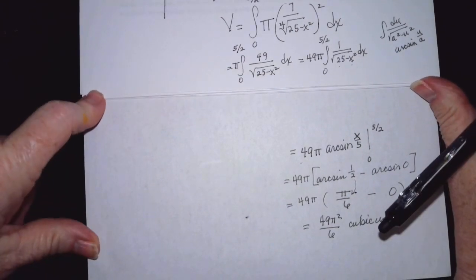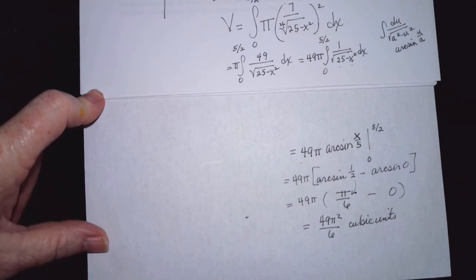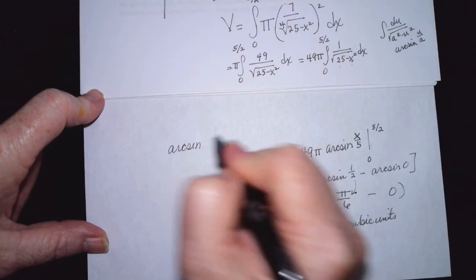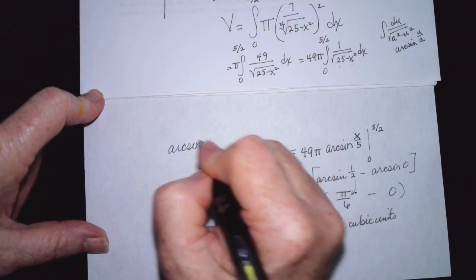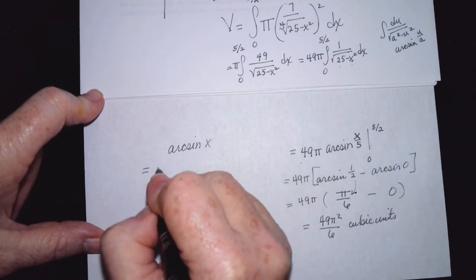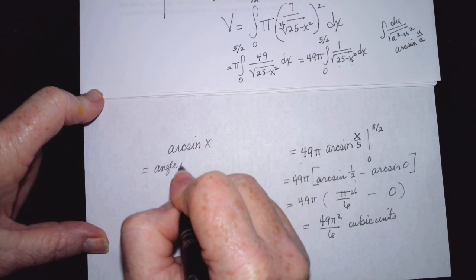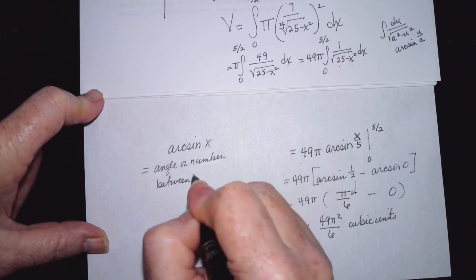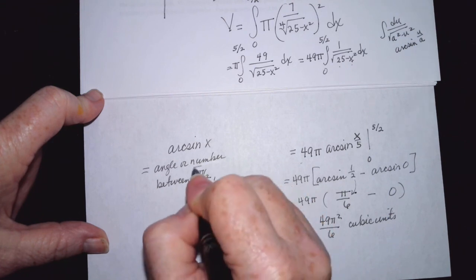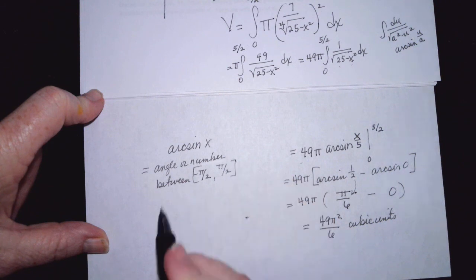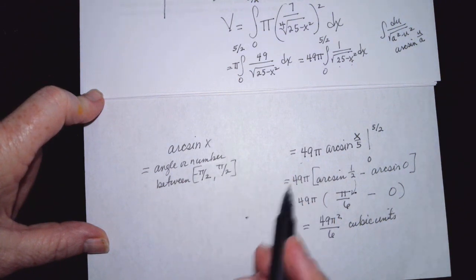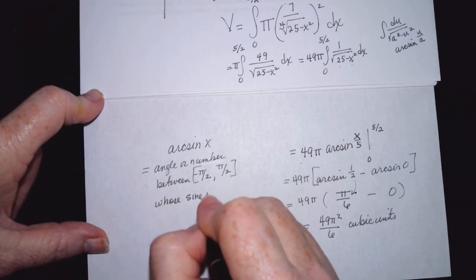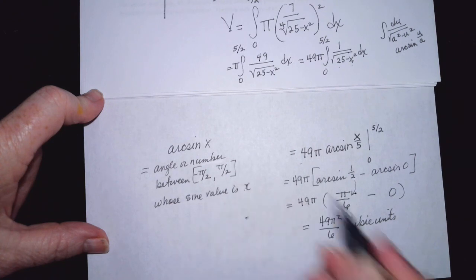You have to know the definitions of the inverse trig functions, and you've probably not dealt with them a huge amount. When you take the arc sine of a number, I'm just going to say the arc sine of x, that by definition is an angle or number between negative pi over 2 and pi over 2. I'm going to write it in interval notation. So it's a number in the interval from negative pi over 2 to pi over 2 whose sine value is x.